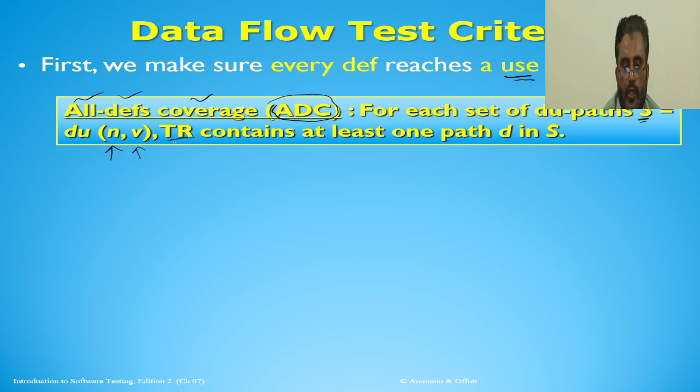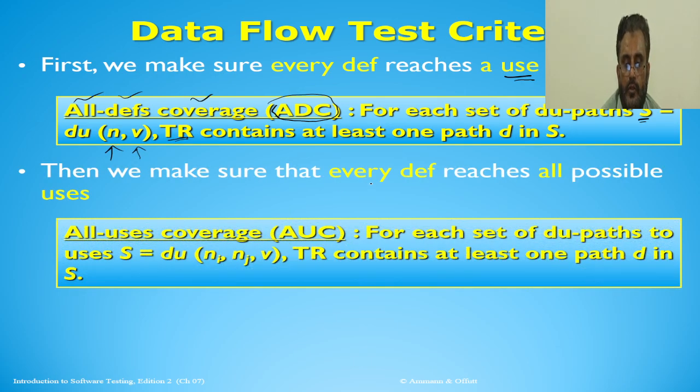And what is the test requirement in this case? The test requirement contains at least one path d in S. So if there is more than one du-path starting at node n with respect to variable v, all-defs coverage means we just need to cover one definition. The definition is at node n. If we take any one of those paths, it will take us from this definition to a specific use of this variable. Therefore the definition of this variable will be covered. So in this case just one path is enough to provide us the all-defs coverage.